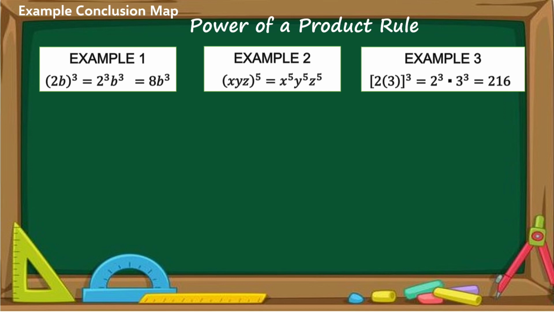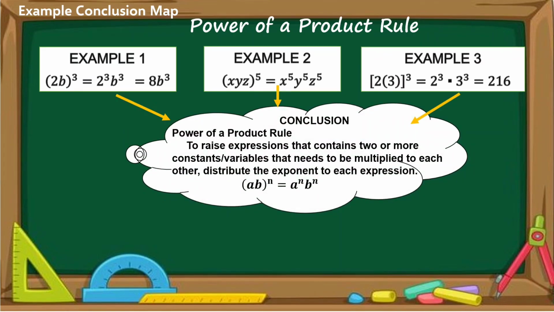Based on our examples, our conclusion is to raise expressions that contain 2 or more constants or variables that need to be multiplied to each other. All you have to do is to distribute the exponent to each expression. In symbol, it is written as (a times b)^n. It is equal to a^n b^n. This time, a and b are the different bases, and then n is the common exponent.